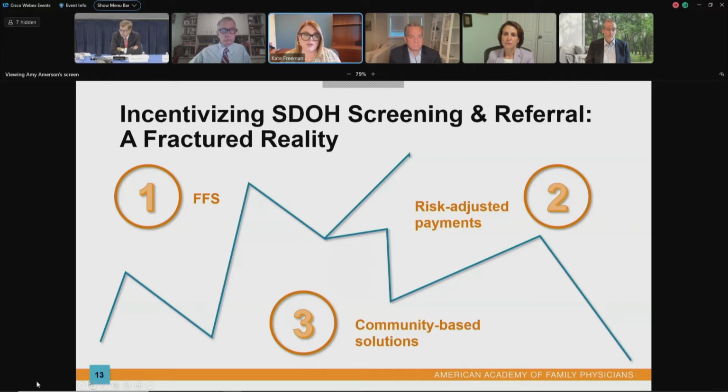But I think some of the challenges there are that these types of things are typically not billable under fee-for-service. And with the fee-for-service model really paying for discrete services, physicians and other clinicians have a challenge of being appropriately incentivized. So I think there are a couple of things.